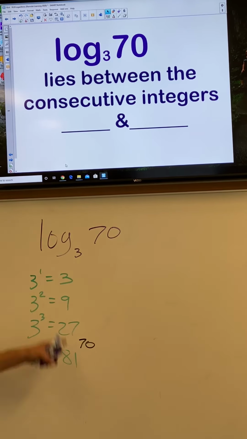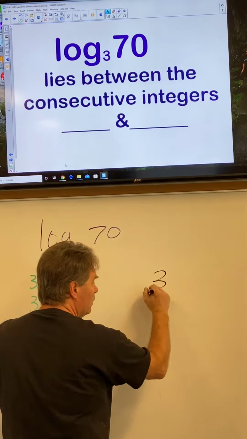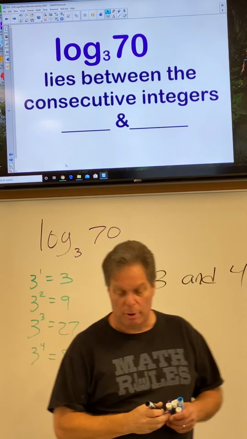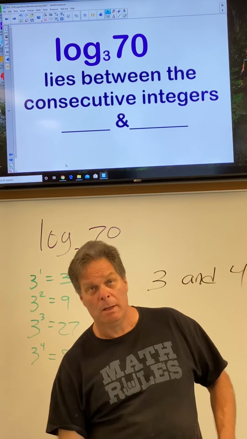That's what it would be. I don't know. I haven't figured it out. And that's not what the question's asking. The question says it's between which consecutive integers. So it's between the consecutive integers 3 and 4. That's how that works.